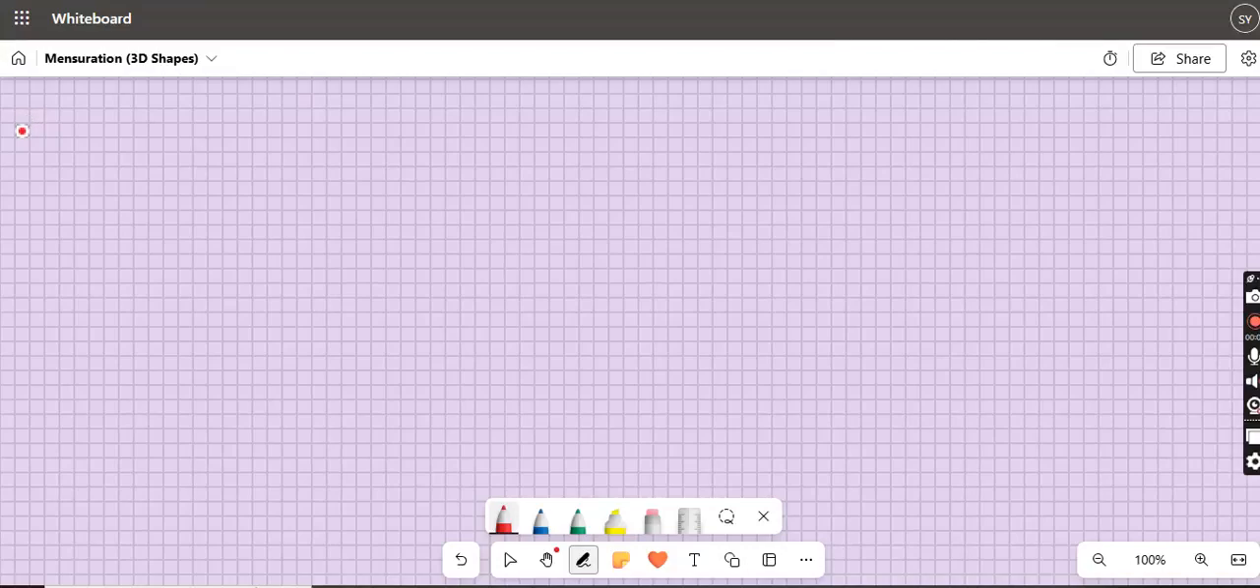Hello friends, today we want to look at mensuration. We want to focus on three-dimensional shapes. We will take a couple of examples.